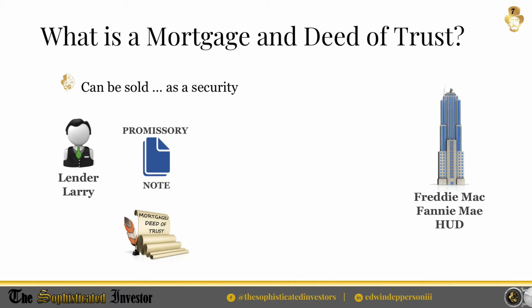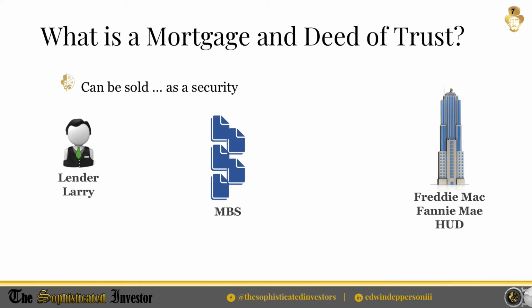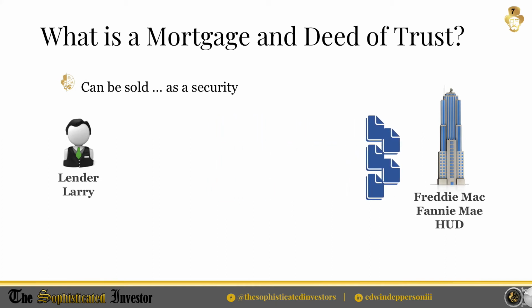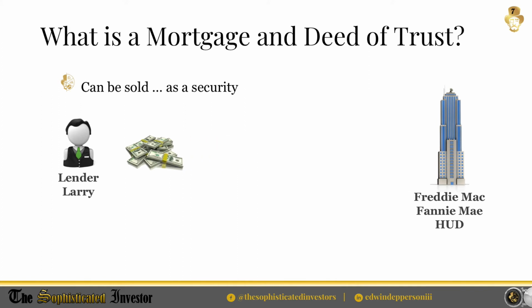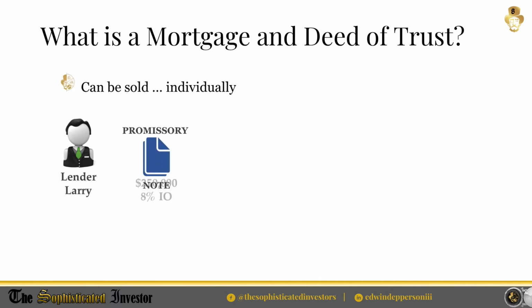I'm sure that you've seen some of these investors. So what will happen is they will create a bunch of these. They're called MBSs, mortgage-backed securities, and then they sell them to Fannie Mae, Freddie Mac, many of the other large investors. When they sell them, the investors give Larry the lender back their capital and they can continue to make loans. Now that's more on the retail side, but what about the private lending side? How does that work? They can be sold individually.